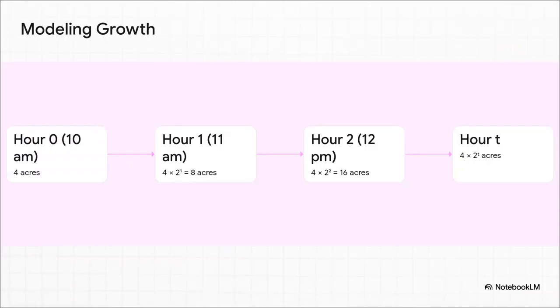Well, let's just follow the logic. At the start, hour 0, it's 4 acres. After 1 hour, it's 4 times 2. After 2 hours, it's 4 times 2 times 2, which is, wait a second, just 4 times 2 squared? And right there, just like that, the exponent isn't some arbitrary rule from a textbook. It's a tool. It's a way to describe explosive real-world growth. That little t in the equation becomes a way to see into the future of that fire.